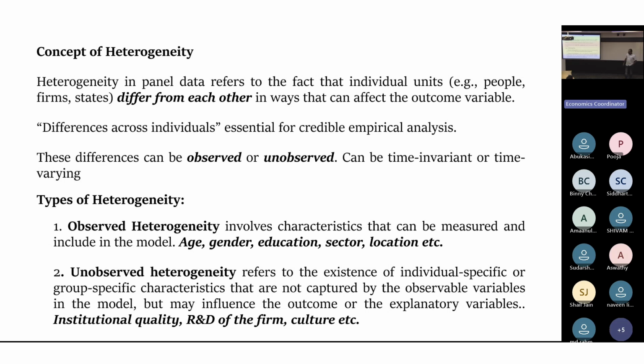So these are the definitions. Some examples of observed heterogeneity: age, you can observe age. Age is going to change every year, right? It's not going to be time invariant. I'm not going to ask your age, don't worry. Income is also going to change, right? Gender we can observe, right? Education, all this is nothing but your observed heterogeneity.